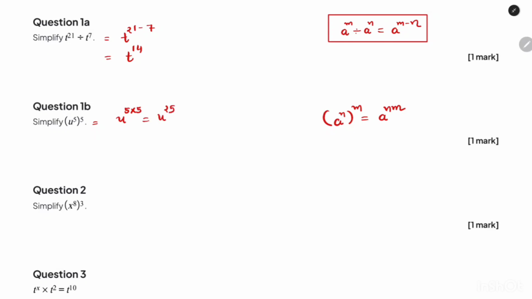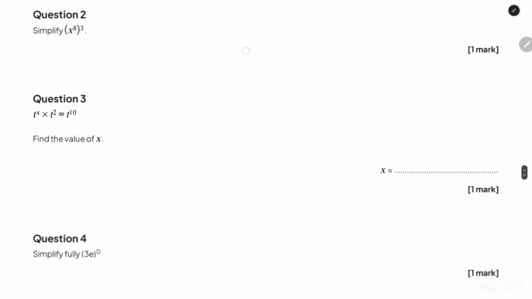Clear? Let's jump to the second question, and that is the same kind of question, x raised to 8 to the power 3. So we'll multiply the powers, and it will become x to the power 8 into 3, which is x to the power 24.